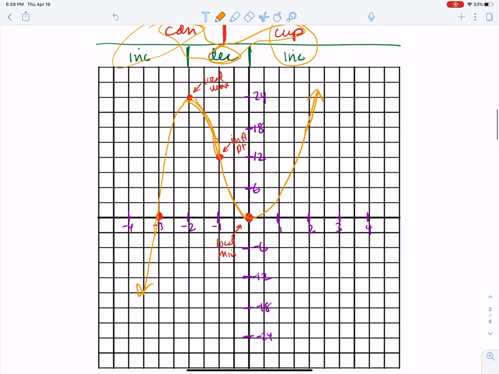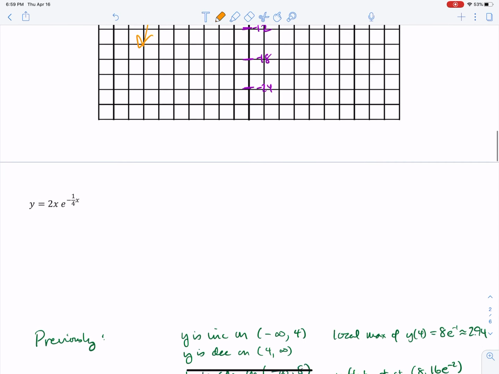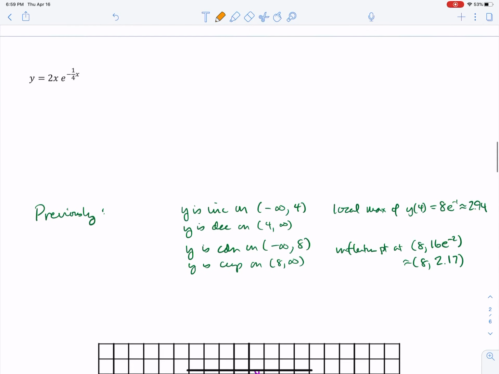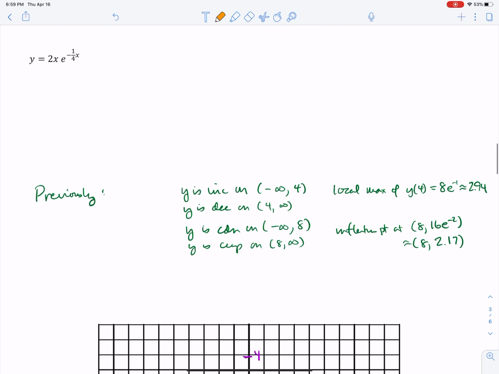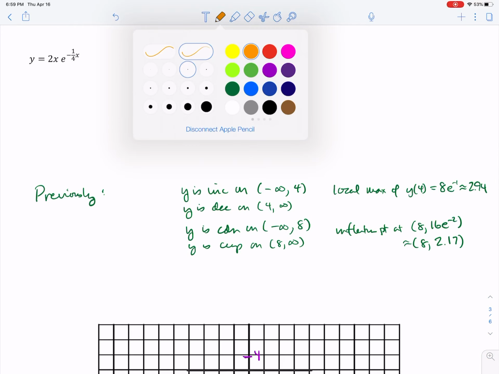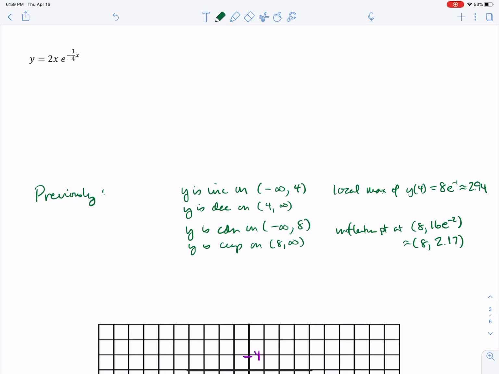I'm going to do one more before we stop this video. y equals 2x e to the negative 1/4 x. So let's remind ourselves of some things about that. You can see what we've done, summarizing the increasing, decreasing, local max, concave up, concave down stuff.